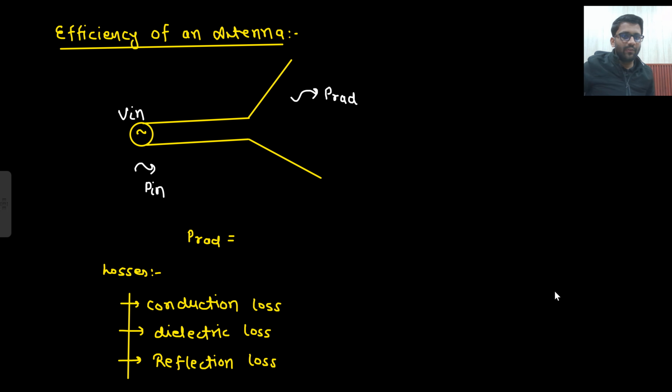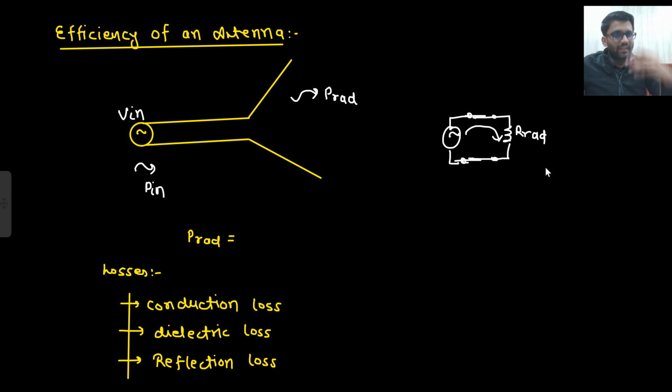Till now, we studied the concept of radiation resistance. At that time what did we do? I will replace my antenna with R radiated. There will be a transmission line. Whatever power is coming from the source is completely dissipated in the resistor, and whatever power is dissipated in the resistor, the same power is radiated by the antenna. This is what we were saying.